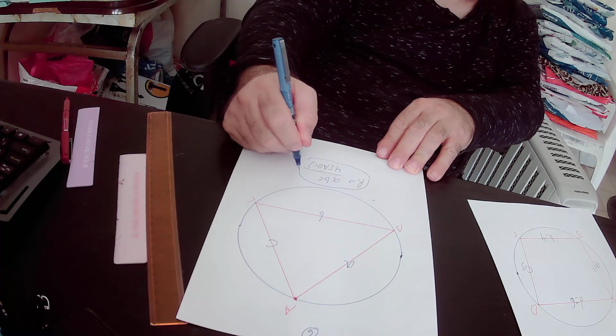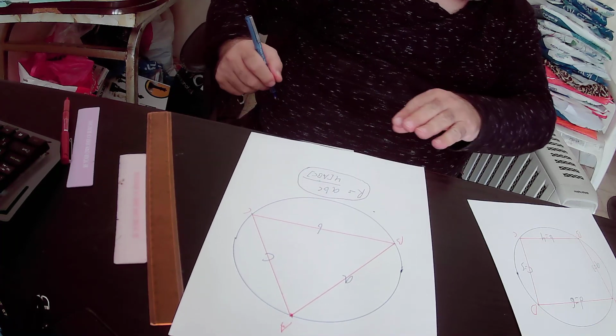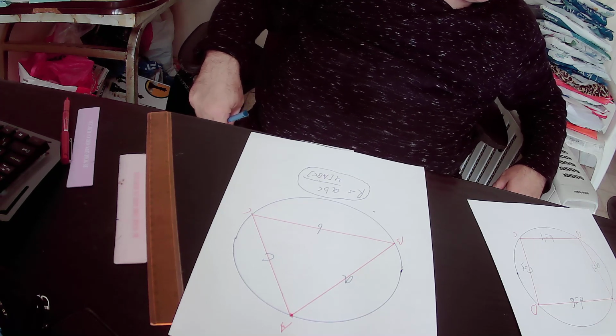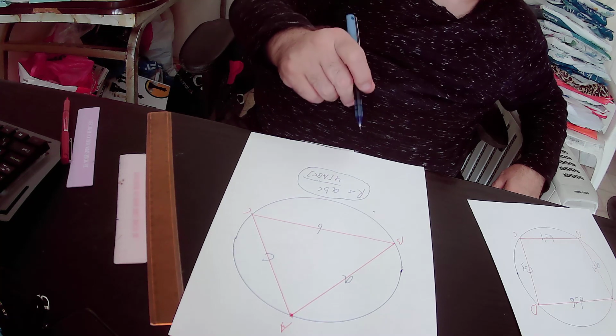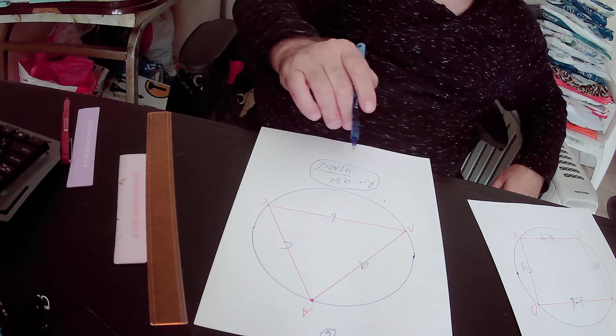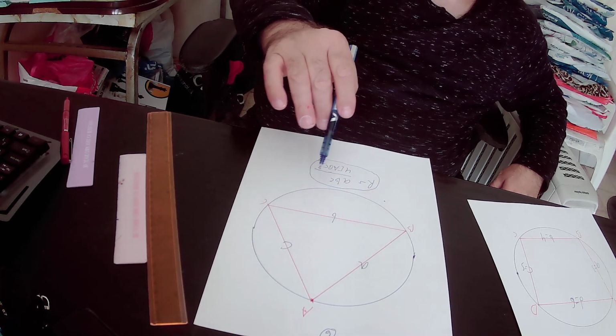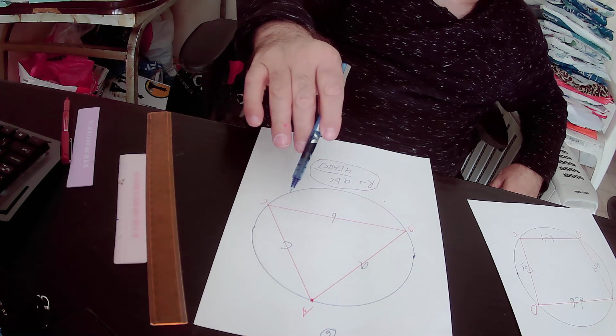So I repeat again. If triangle ABC is inscribed by a circle, as you can see here, this triangle ABC is inscribed by this blue circle.